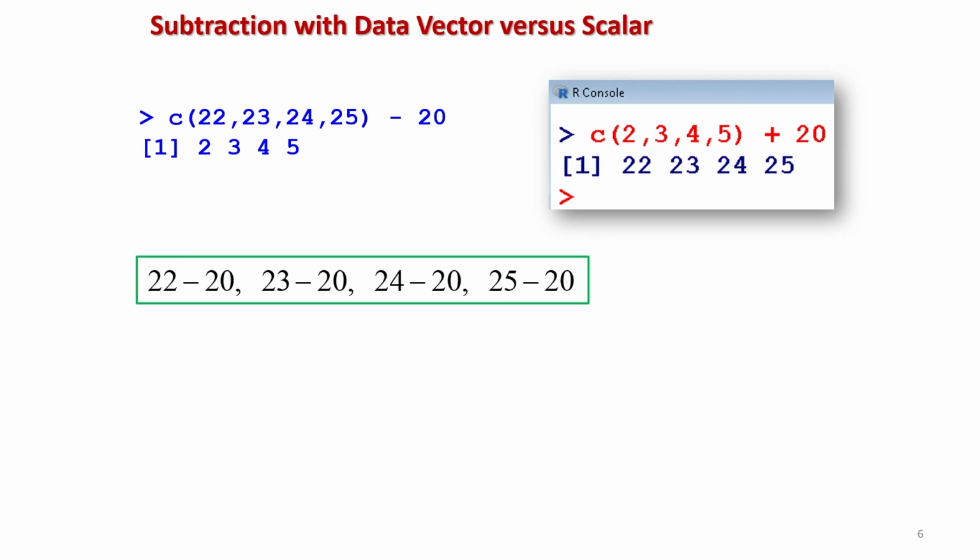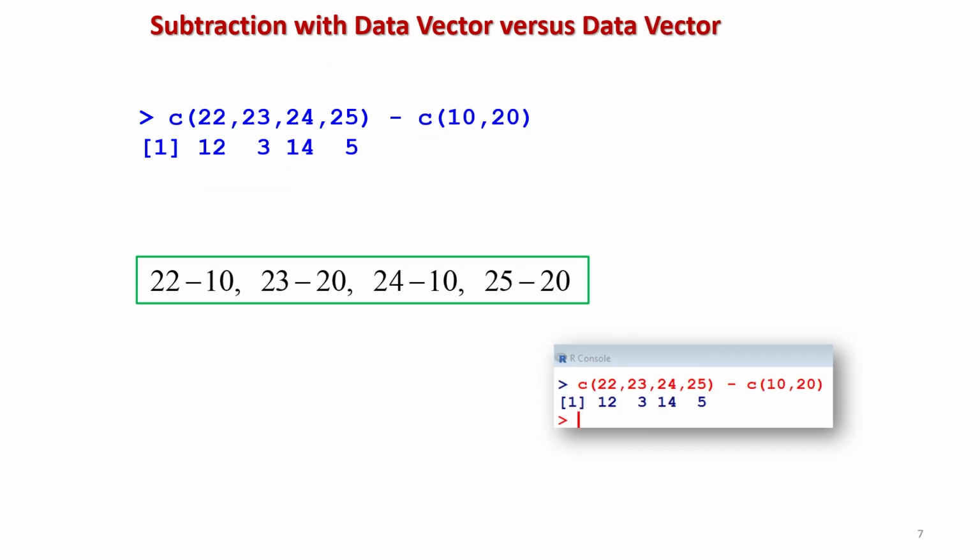And the same thing happens with subtraction also. If you take a data vector c(22, 23, 24, 25) and subtract 20 from it, each value in the data vector will be subtracted by 20. So 22 minus 20, 23 minus 20, 24 minus 20, 25 minus 20, which is 2, 3, 4, 5. This is the same operation which happened in the case of addition.